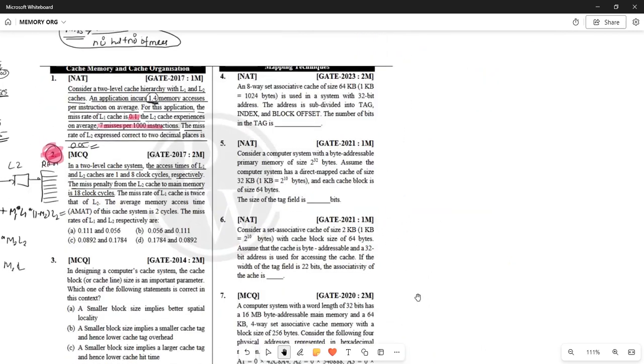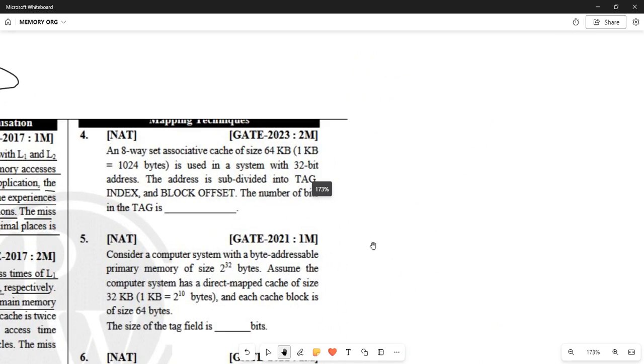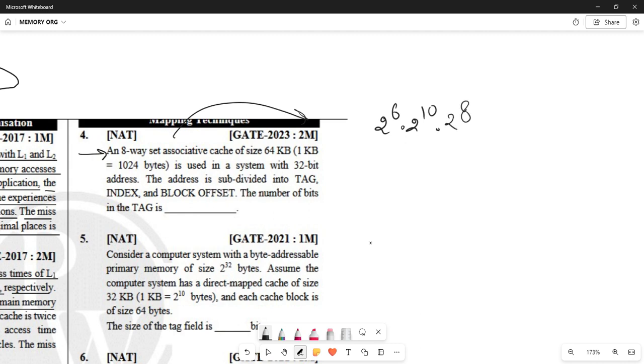Let's try to do this question. It is a recent one. It is GATE 2023. It says: in an 8-way set associative cache of size 64 kilobytes, so 64 is nothing but 2 raised to power 6, kilobytes means 2 raised to power 10 bytes, used in a 32-bit address.